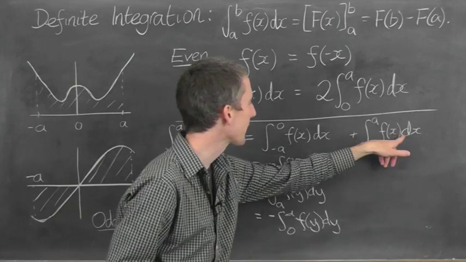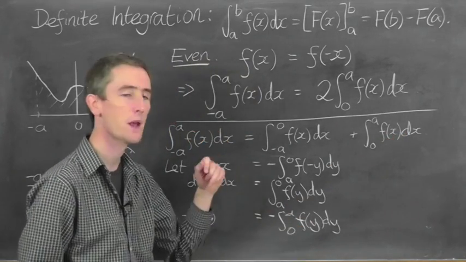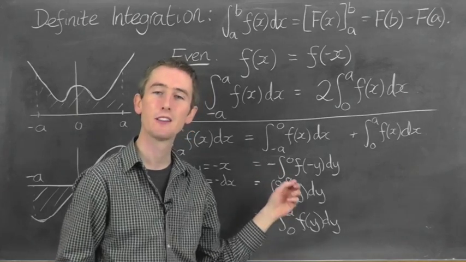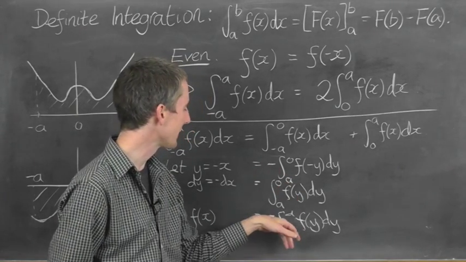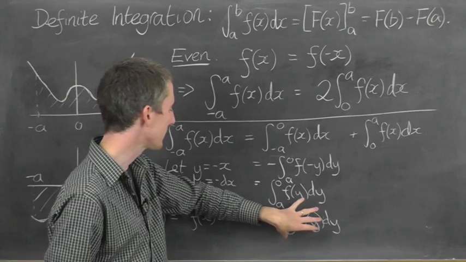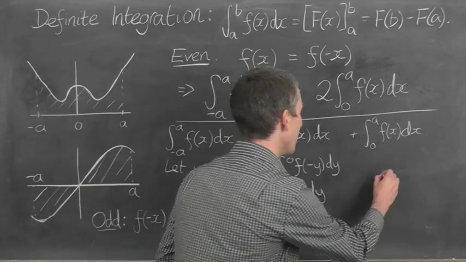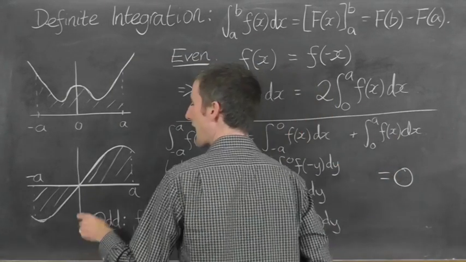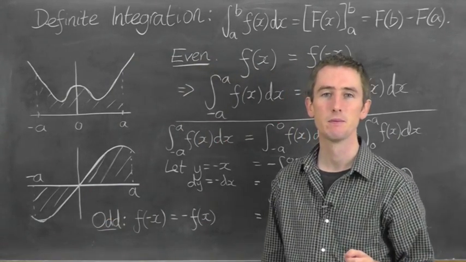At first glance, they're not the same because here we have x and here we have y, but we should remember that these are what are called dummy variables, because at the end of the day, in a definite integral, they disappear. They're integrated out. So this is equal to minus this, so the final result is 0, as we expect from the picture.